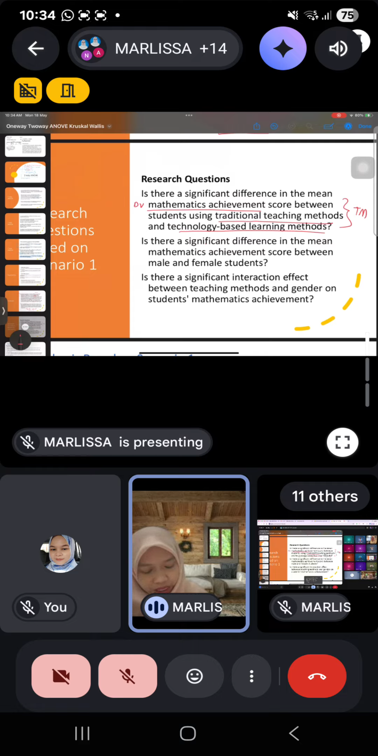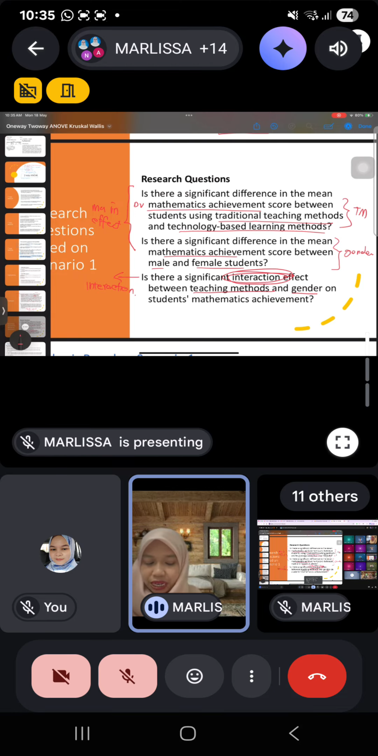And then, is there a significant difference in the mean mathematics achievement between male and female students? This is for the gender. Both of these are the main effect. And the third one is the interaction effect: is there a significant interaction effect between teaching methods and gender? So now we are looking at the interaction effect between teaching methods and gender. This is how you write your research questions for the two-way ANOVA analysis.